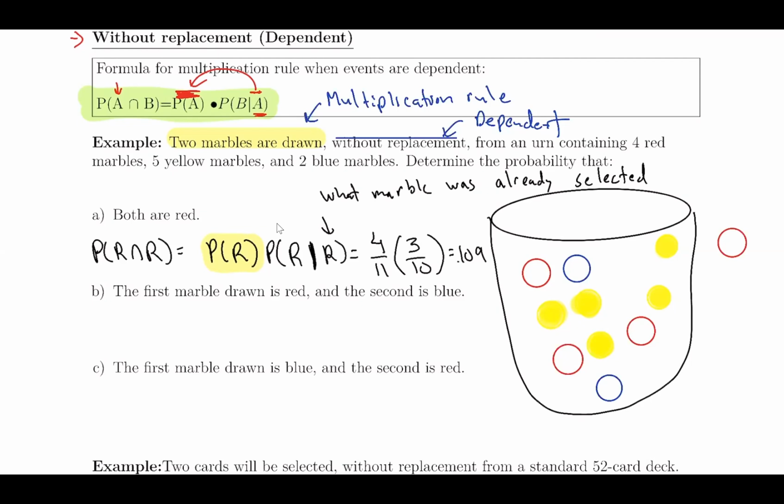All right, so let me put back this marble and let's do B. If you look at B, we want the first marble drawn to be red and the second to be blue. So we want the probability the first one is red and the second one is blue. So we're going to put two things multiplied times each other. What should I put for my first probability? What's the first marble I want to get?